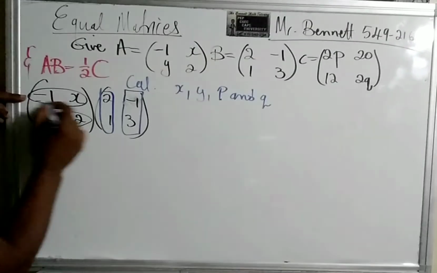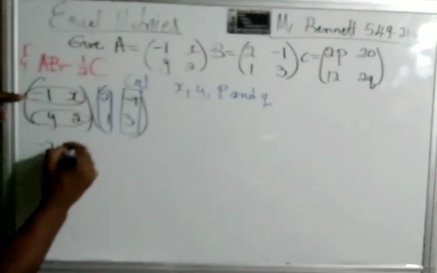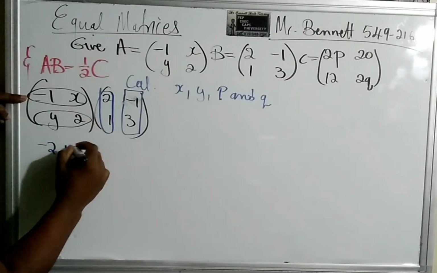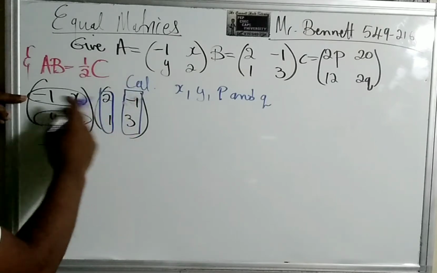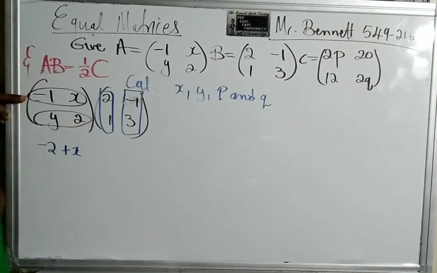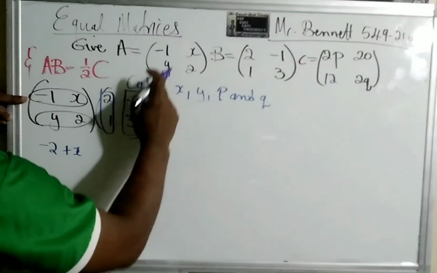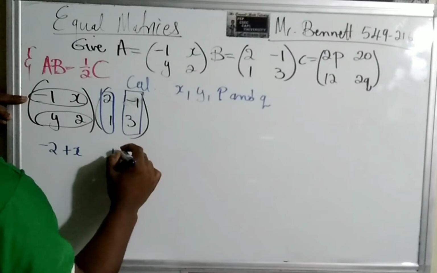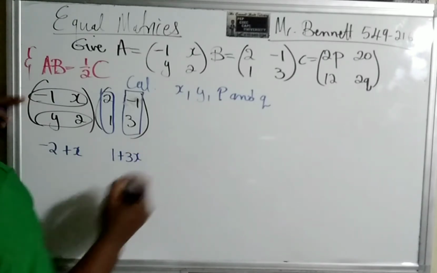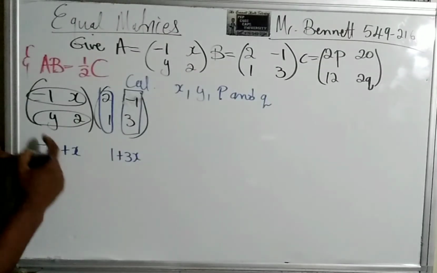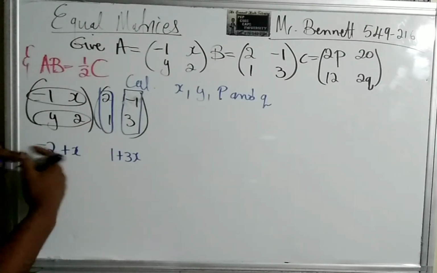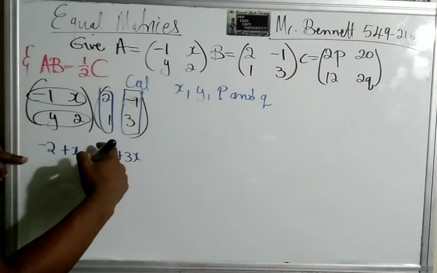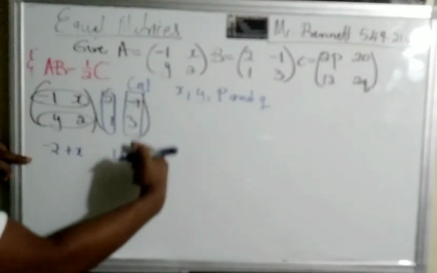Alright, so we're going to multiply A times B, and we're just going to do it in a simple way. -1 times 2 is -2. x times 1 is x. So it's the first row times the first column. Next, first row times the second column. So it's -1 times 1 is +1. x times 3 is 3x. See, it comes out nicely. Now we're using row 2, and we're going to do the same thing: row 2 times column 1, row 2 times column 2.